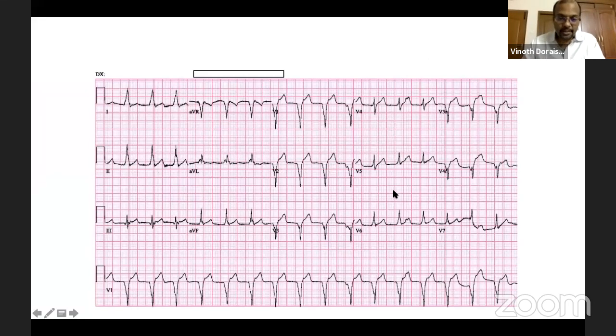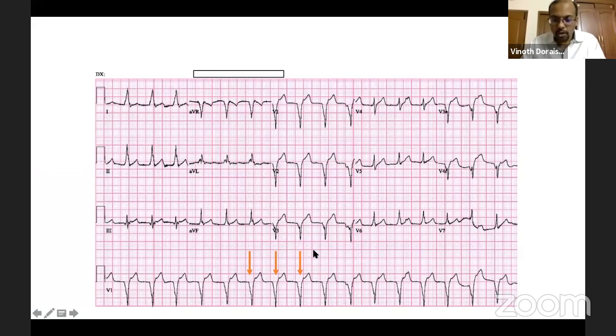Now coming to this next rhythm. Previously you saw that the QRS complexes were narrow, but here you see that the QRS complexes are wide. So you have wide QRS complexes and there is no preceding P wave. With no preceding P wave and wide QRS complexes, we know it is an idioventricular rhythm, which we have discussed before.